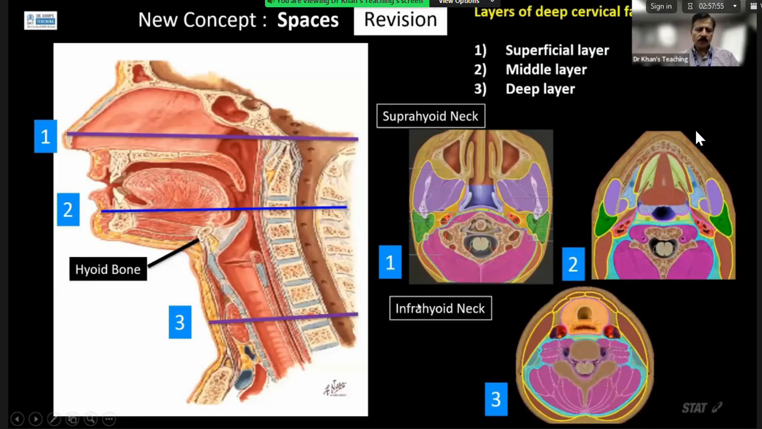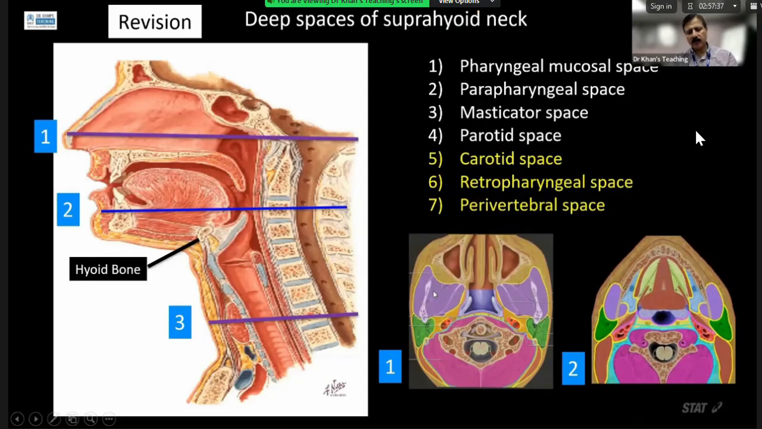Now, we know that neck anatomy over the years has been, in imaging, we use the concept of spaces. And there are spaces in suprahyoid neck and infrahyoid neck. I will introduce you, and I think most of them will be covered in more detail next time. But in suprahyoid neck, these are the 7 spaces. Out of these 7 spaces, some of the spaces continue in the infrahyoid neck.